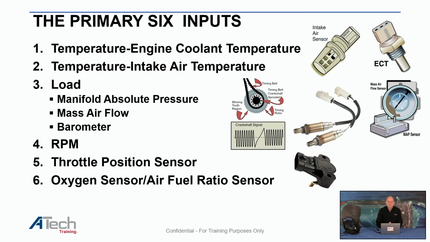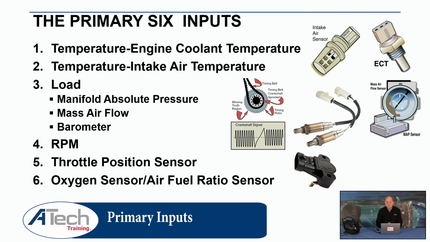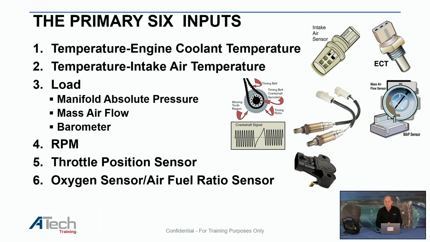Okay, there are 6 primary inputs that you're going to have to deal with on all cars. It doesn't make a difference if it's a 1990 or a new one. There are 6 main ones you're going to have to look at for the car to operate and go down the road and do its job.